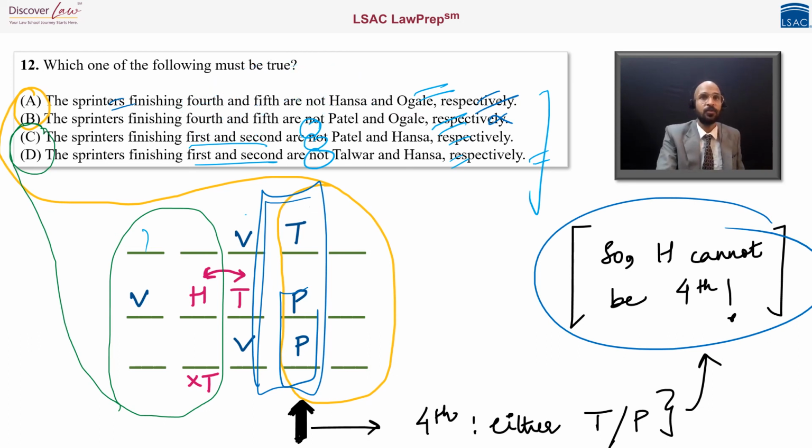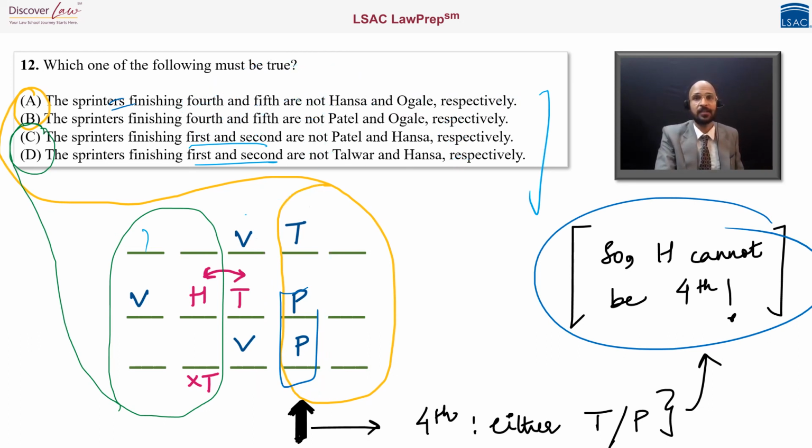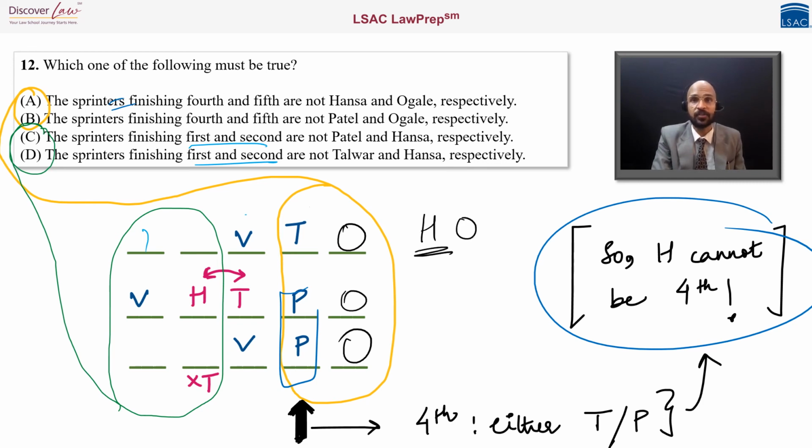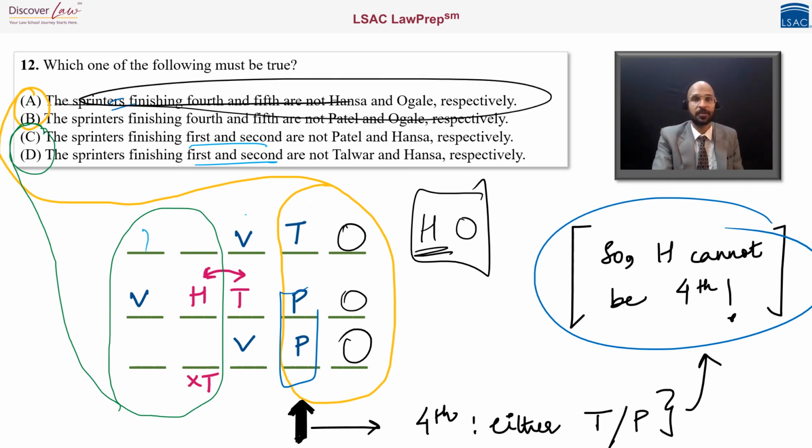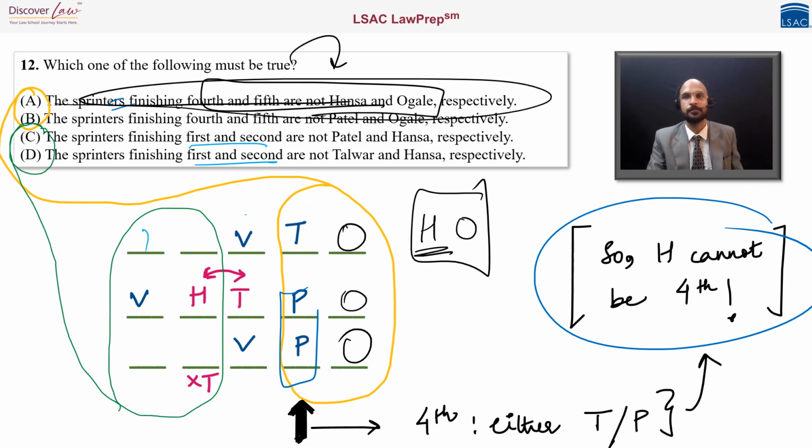And the moment you know that H cannot be in 4th position, it means that the choice says H in 4th and O in 5th. That is not possible. So even though you might have an O in 5th, maybe O can happen in the 5th position, but you can definitely never have the combination of H and O. It's never going to happen. Therefore, this is not possible, right? It can never be possible. And the question is saying that which one of the following must be true. So it will always be true that 4th and 5th cannot be Hansa and Ogule.